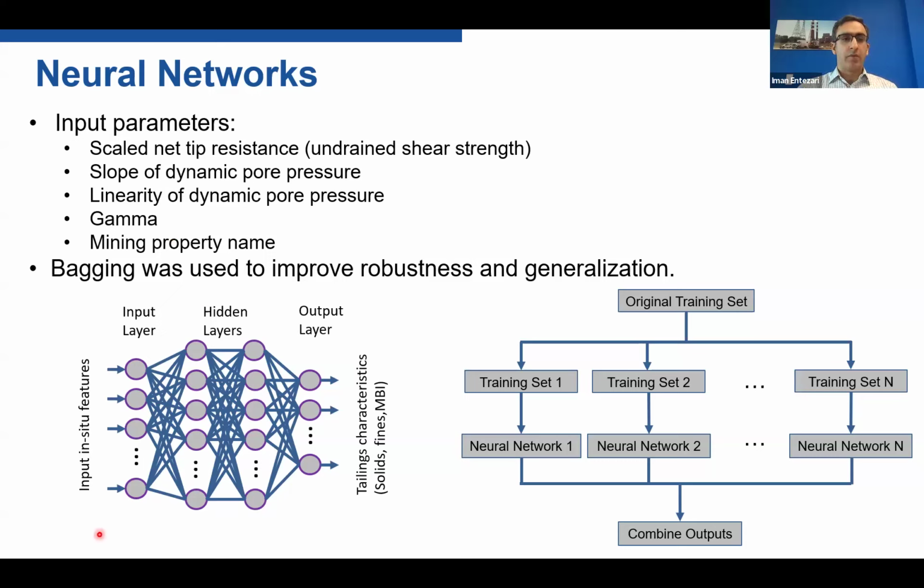So these are our input features. And the output is three tailings properties, including solids, fines, and MBI. And then we did a bootstrap aggregation, meaning that we split the training set into multiple training sets. We trained neural networks using each of those training sets, and then aggregated the results. It's been shown that bootstrap aggregation improves the robustness and generalization of the model.